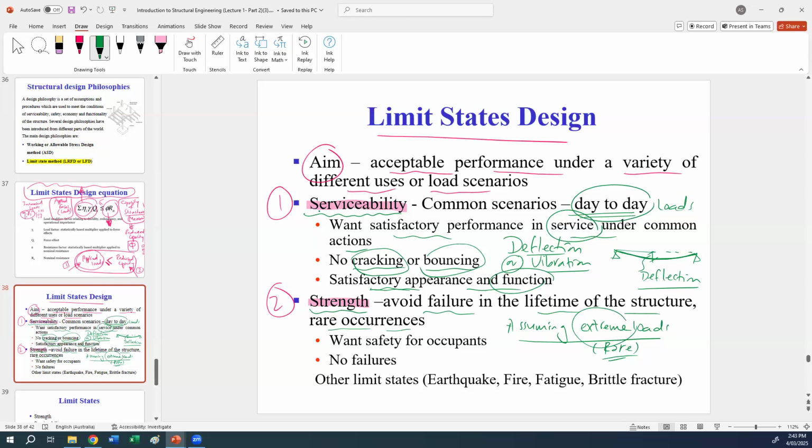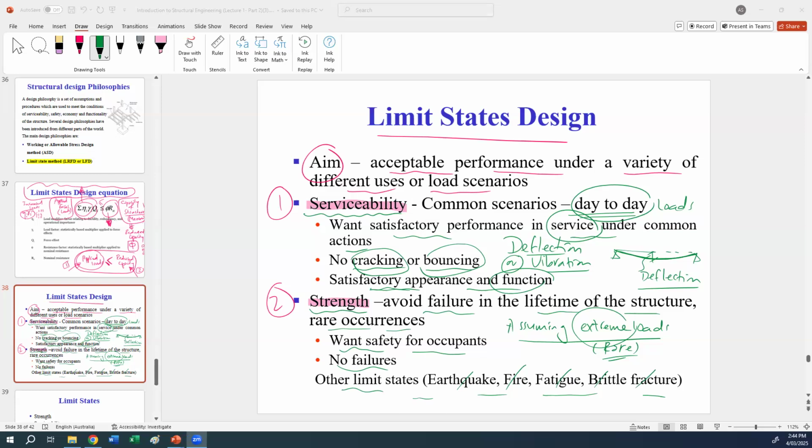This will ensure safety for all occupants of the building, and will also ensure no failure or collapse of the building, so when we design for limit state, we need to consider these two criteria, serviceability and strength. There are some other limit states that can be found in the standard, which we are not dealing with in this course, for example earthquakes, fire, or fatigue and so on. So these are the scenarios or criteria of the limit state design.